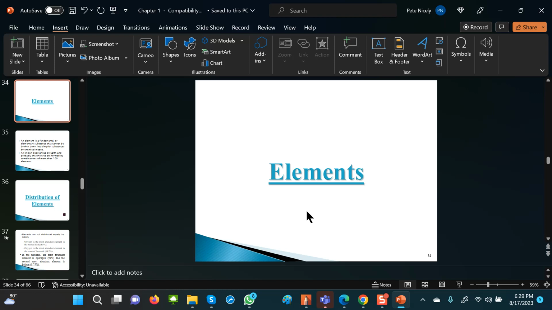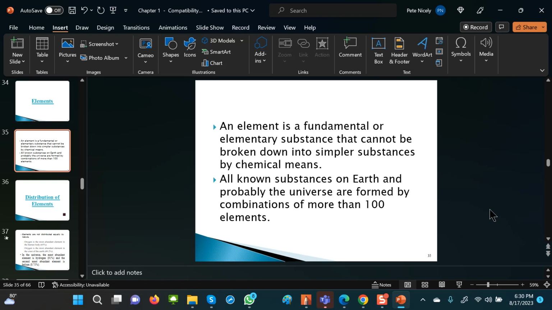Okay, so now we're going to get into, as promised, a discussion about elements. All right. So, what are elements? Elements are basically substances that cannot be broken down chemically into simpler substances. So that's basically the definition of an element. It's a substance that cannot be broken down into simpler substances by chemical means.